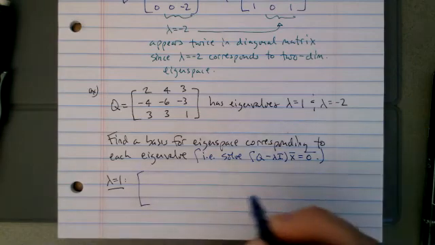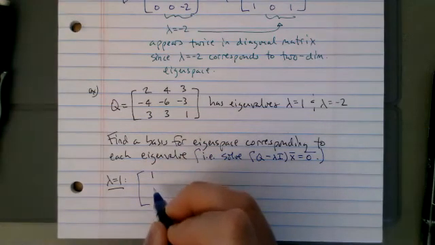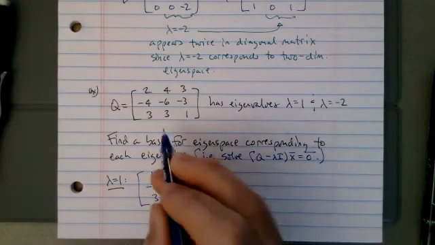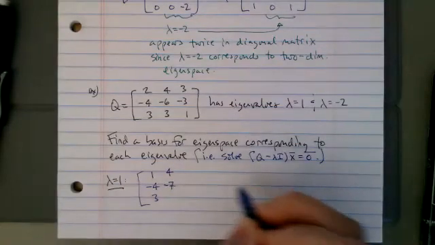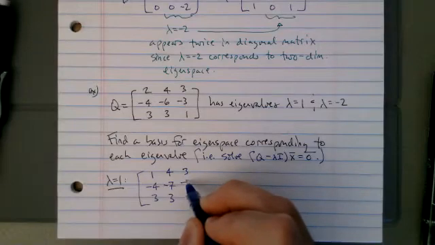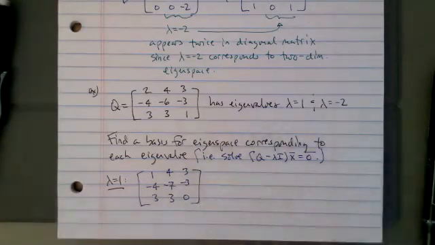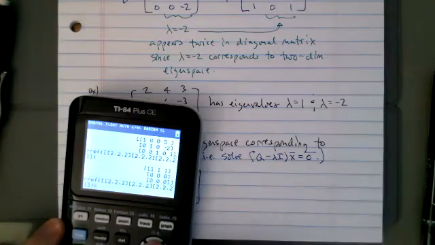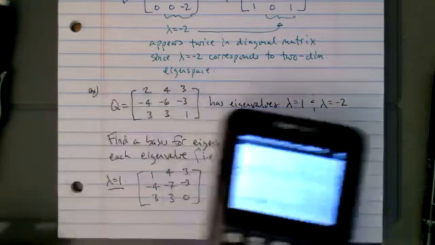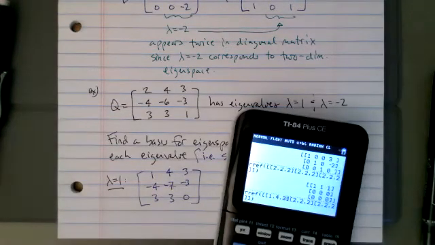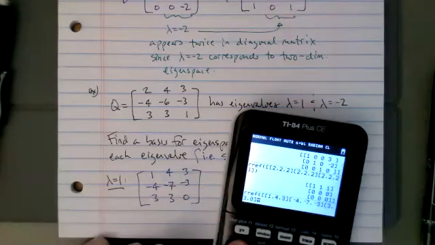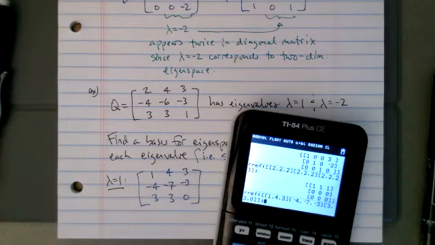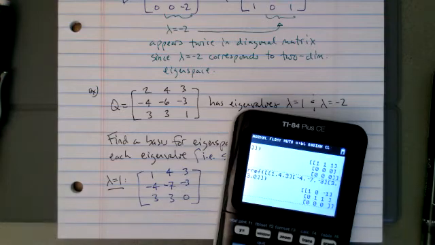So I'm going to write Q minus lambda I. 2 minus 1 is 1, -4, 3. And then -6 minus 1 is -7, 3. And then 3, -3, 1 minus 1 is 0. Because it's so early and I haven't finished all my coffee, I'm just not going to hide the matrix. So I got 1, 4, 3, -4, -7, -3, 3, 3, 0. I don't need the last column because I'm solving a homogeneous equation. I know the last column is all zeros and it will stay all zeros. So I get a one-dimensional eigenspace.